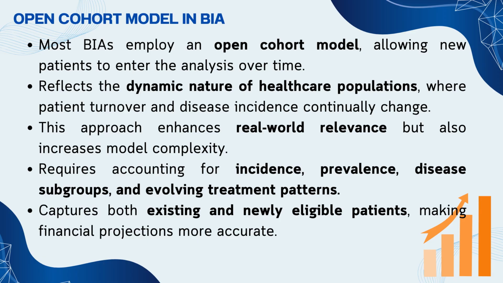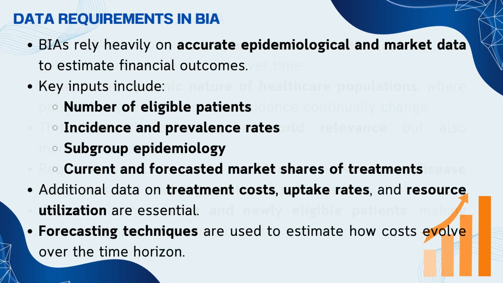Alright, so what kind of data does a BIA actually need? A lot. It requires information such as the number of eligible patients, incidence and prevalence rates, epidemiology of subgroups, and the current and forecasted market share of treatments. On top of that, we also need uptake rates and cost data like how much each treatment costs to administer or monitor. And finally, forecasting techniques are used to project these figures over time, usually the next 3 to 5 years. All of this ensures the BIA gives a realistic picture of financial impact.